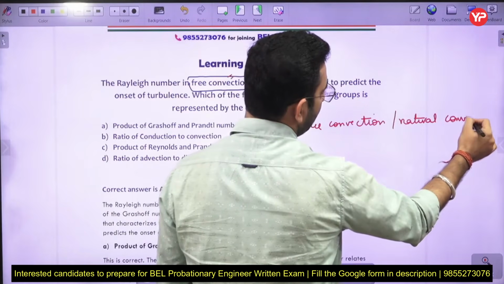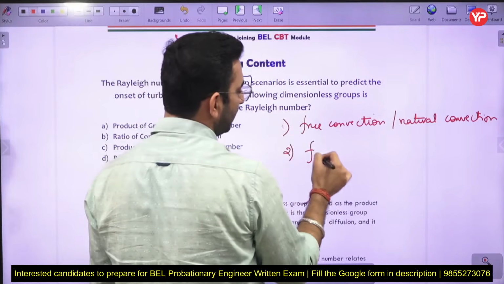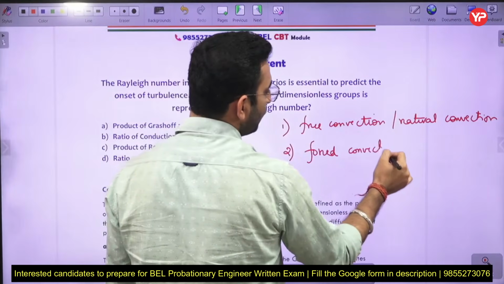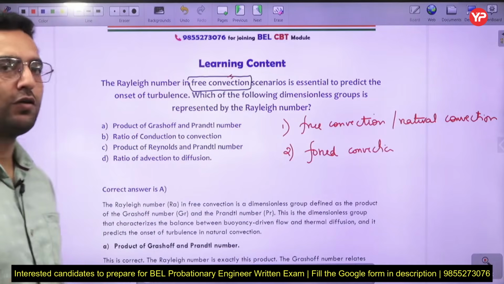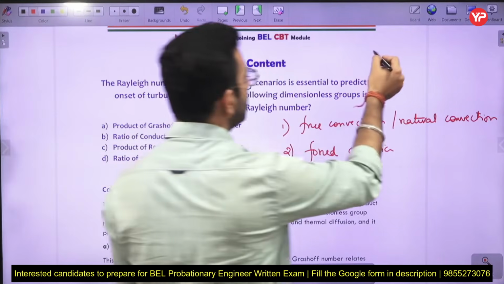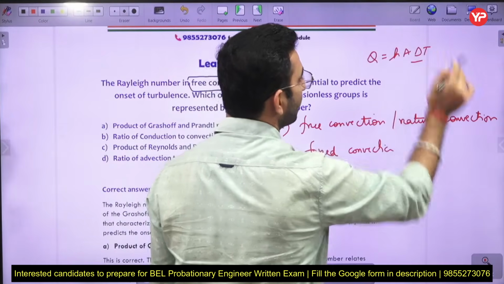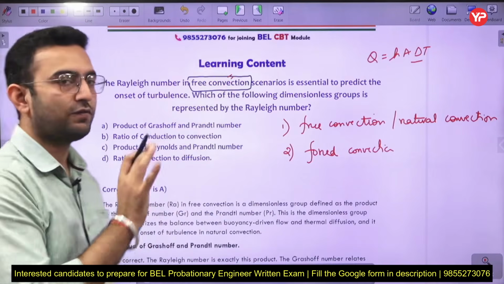or we have the forced convection here. So in order to quantify the free convection as well as the forced convection, again we have Newton's law of cooling, which is basically given by Q is equal to hA delta T. So you have to understand the value of the heat transfer coefficient is defined in different ways in the case of free convection as well as the forced convection here.